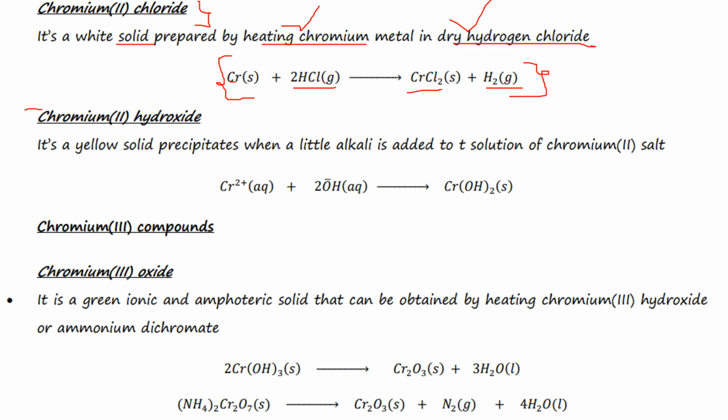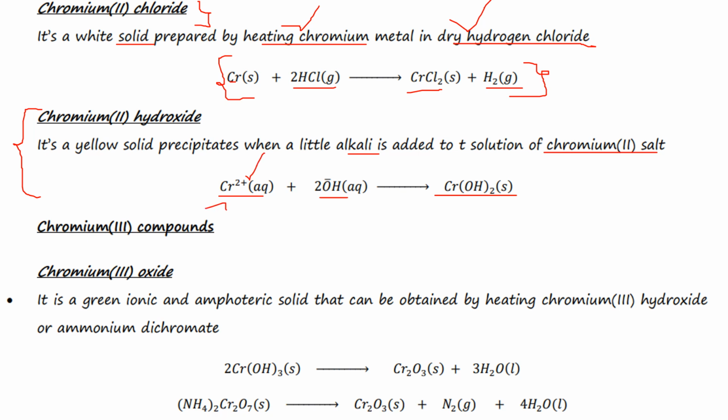So looking at chromium 2 hydroxide, we are going to say that this is a yellow solid which precipitates when a little alkali is added to a solution of chromium 2 salt. So chromium 2 ion reacts with hydroxide ion to form chromium 2 hydroxide. But this happens when you add just a little alkali to a chromium 2 salt.